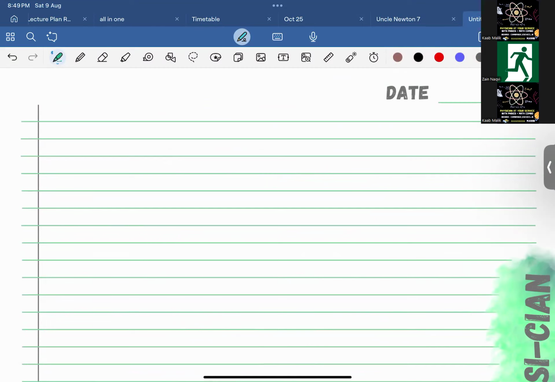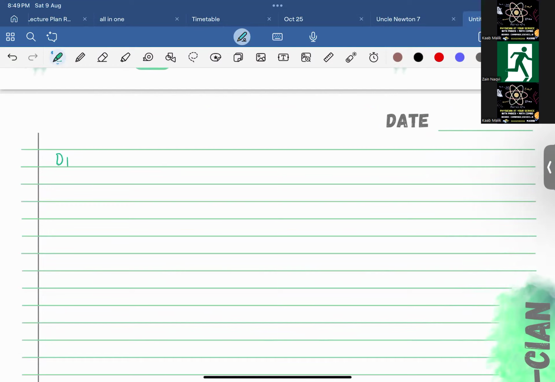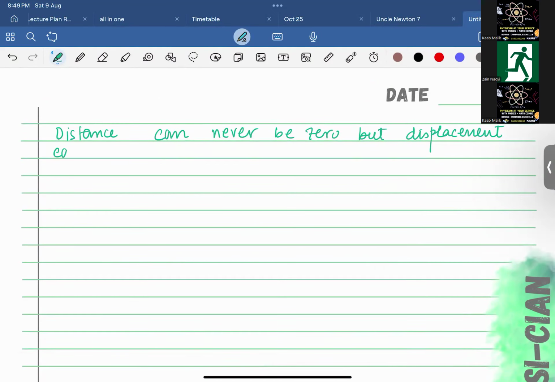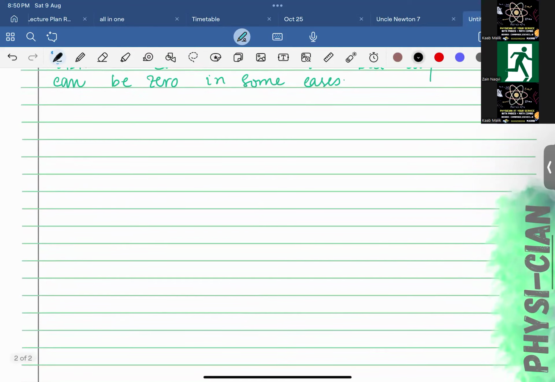So we can write: distance can never be zero, but displacement can be zero in some cases. So this is a concept. Now we have speed and velocity.